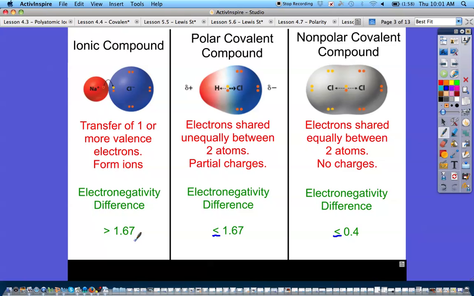The polar covalent compounds, we've talked about covalent compounds and only that they share electrons. Polar covalent are going to unequally share the electrons between the two atoms, and this is going to create a partially positive and a partially negative sign. So that S-looking symbol refers to partial. The electronegativity difference is going to be less than or equal to 1.67. A nonpolar covalent compound, the electrons are going to be shared equally between two atoms, and there's going to be no charges. The electronegativity difference is going to be less than or equal to 0.4.